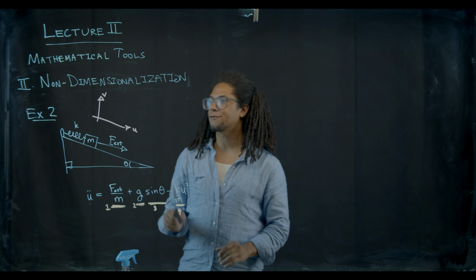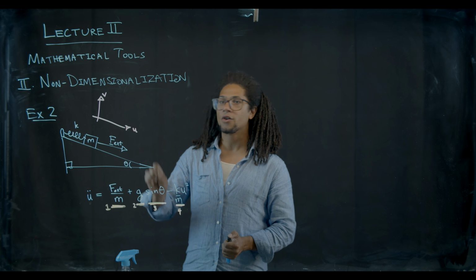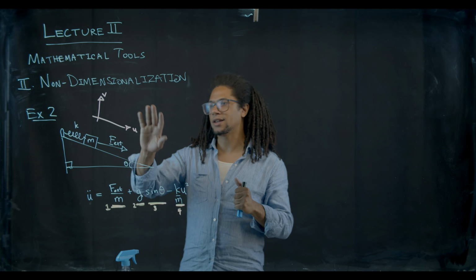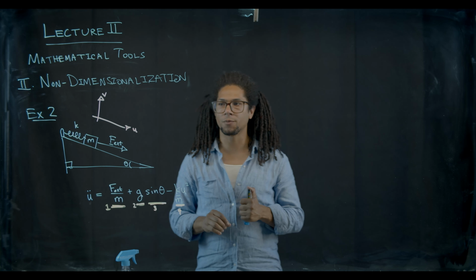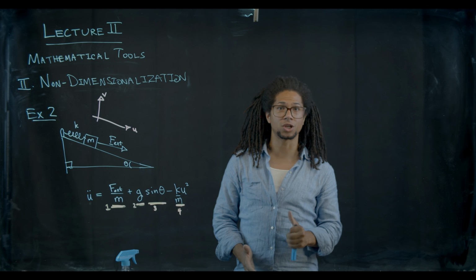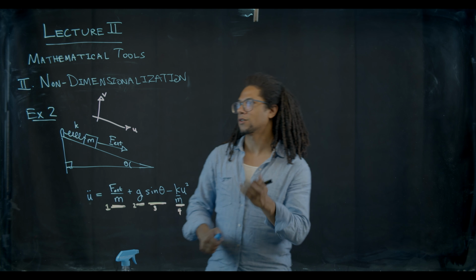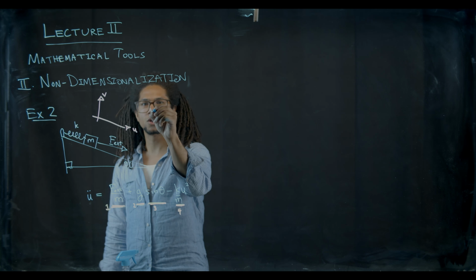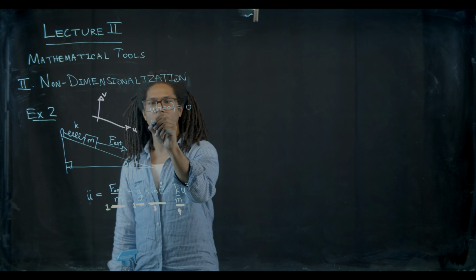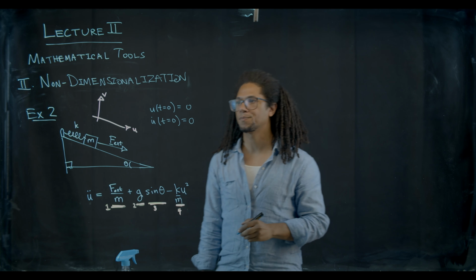Lastly, I failed to give initial conditions here, but let's imagine that this block starts from rest, and let's say also at u equals 0. So we don't have any initial conditions that give us new constants. Let me make sure that's clear: u at t equals 0 equals 0, and u dot at t equals 0 is also equal to 0.